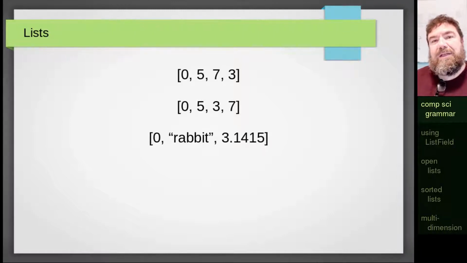And this is also a list. In this case, it's the number 0, a string called rabbit, and the value of pi in floating point notation. You can mix types in a list because a list is, like I said, just a generic term meaning anything, really, that's in a sequence.